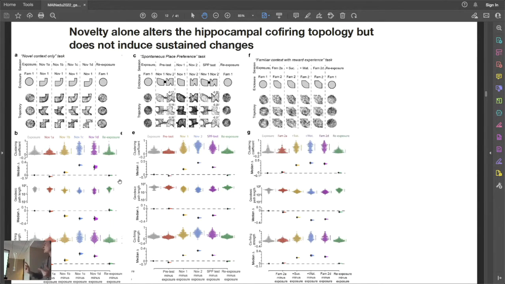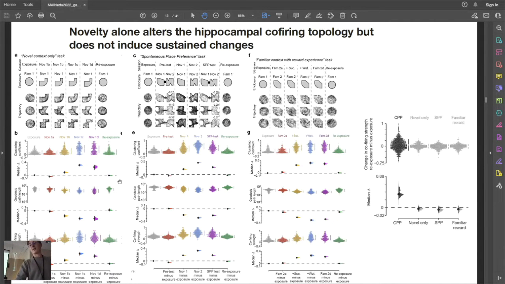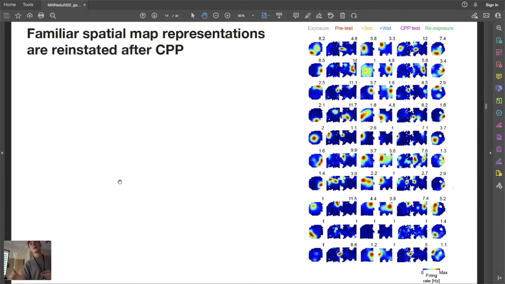And a similar thing when we have only familiar environments and there is pairing, but there is no novelty component, and we don't see anything. Yeah, and this is just to show that in the conditioned place preference task, we do see this hysteretic dynamic.